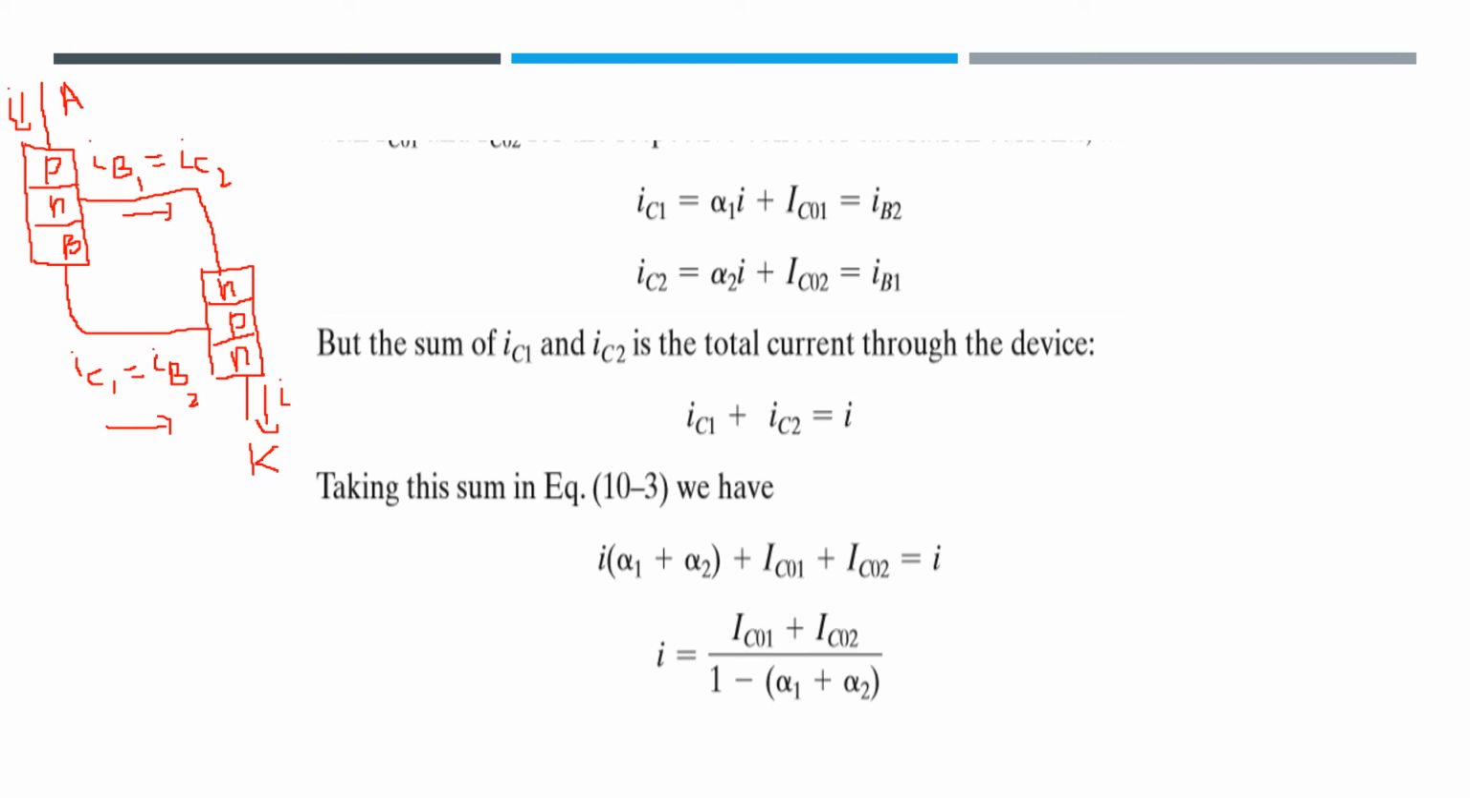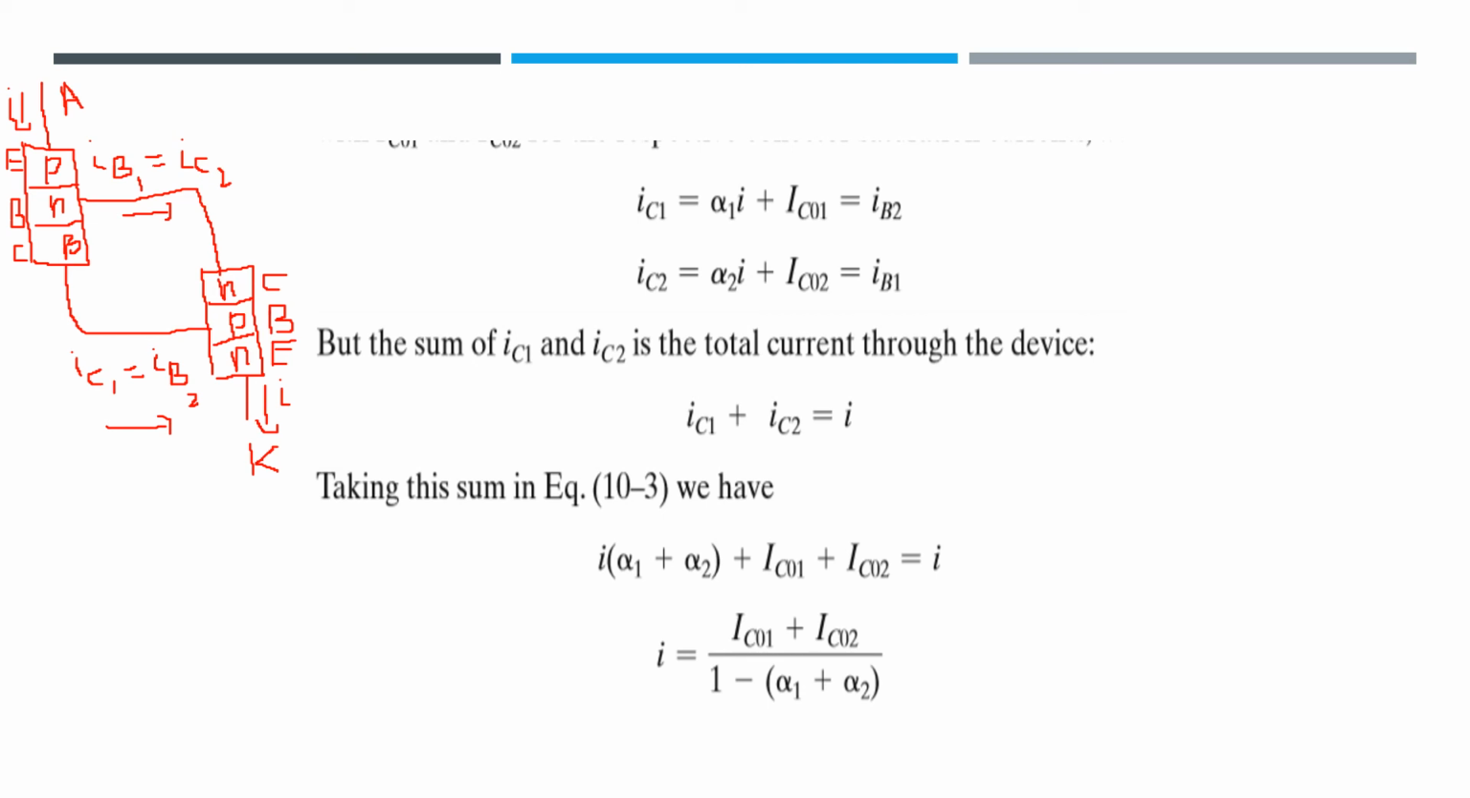And here is the emitter of this transistor, and of course in the center will be the base. And here we have got the collector, and here is the base, and here is the emitter, and our first transistor, and here are our two transistors.